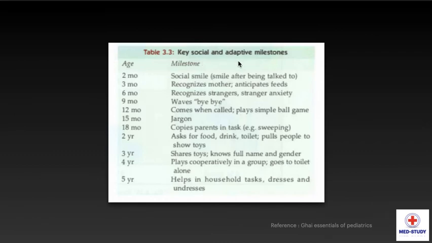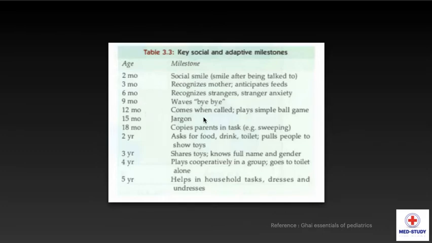Key social and adaptive milestones. At 2 months there is social smile, smiles after being talked to. At 3 months recognizes mother and anticipates feed. At 6 months recognizes strangers and there is stranger anxiety. At 9 months waves bye-bye.